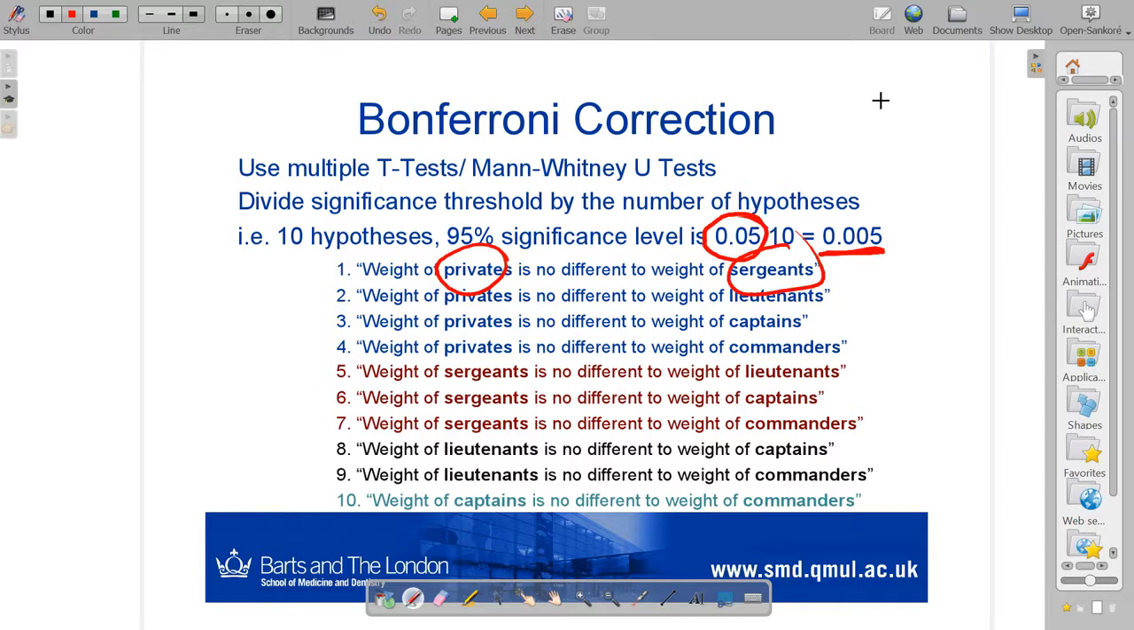But incorrect rejection of the null hypothesis, I'll mention this later, but technically that's called a type 1 error. But you don't need to get bogged down on that just at this second. What you really need to be aware of is that if you're doing multiple comparisons, which are defined by multiple hypotheses like this, then you need some kind of correction.